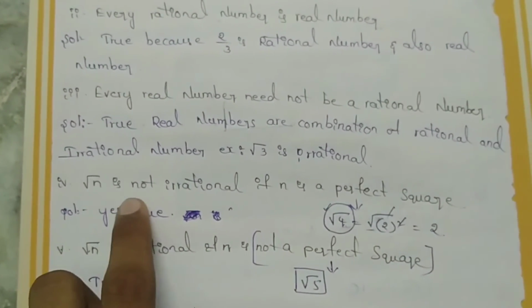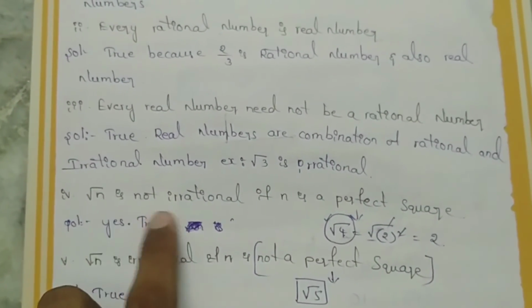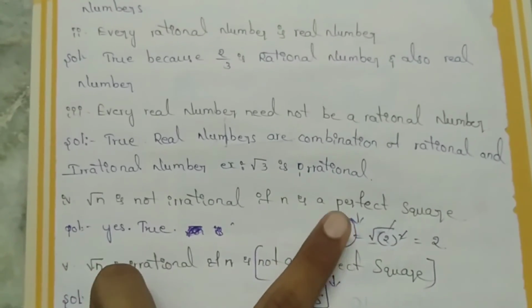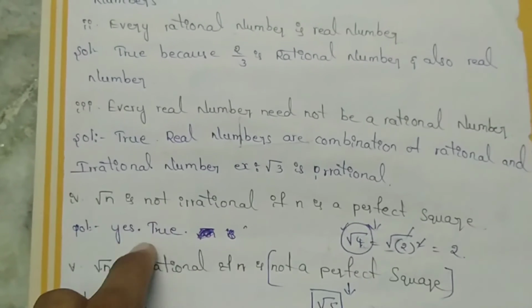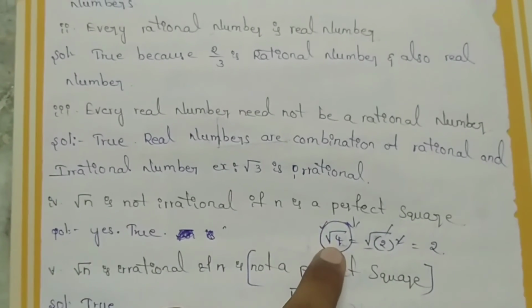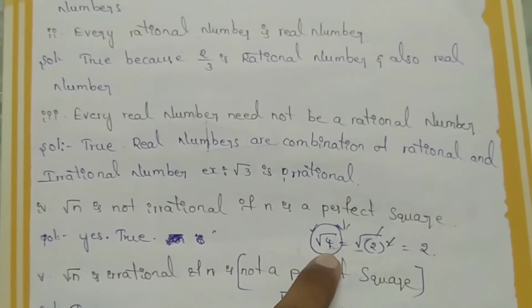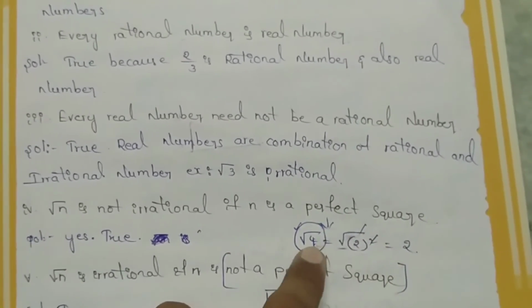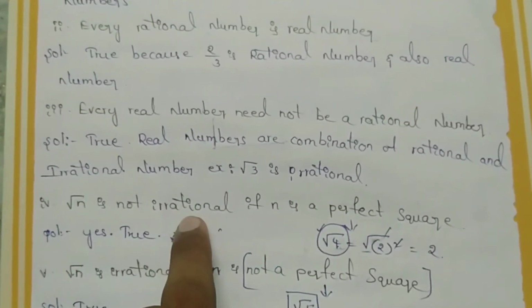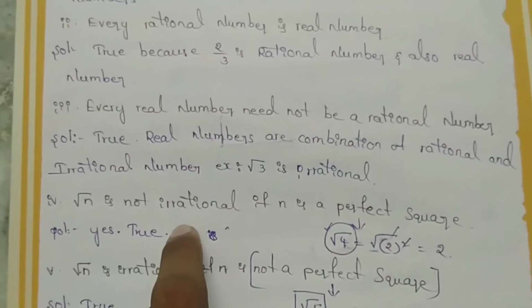Next, root n is not irrational if n is a perfect square. Yes, true. How, sir? What does perfect square mean? See, root 4: 4 can be written as 2 square, the square root cancels, and the answer is 2. So root 4 is a perfect square, and not irrational means it is rational.